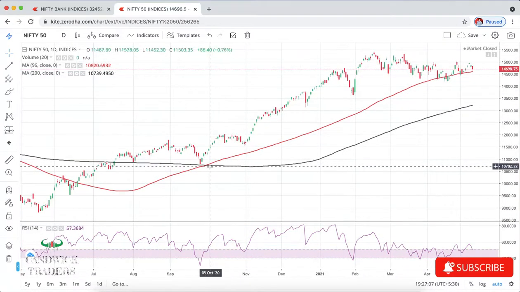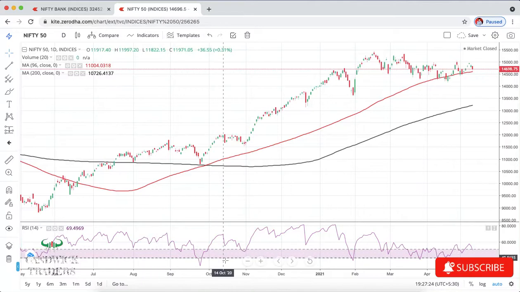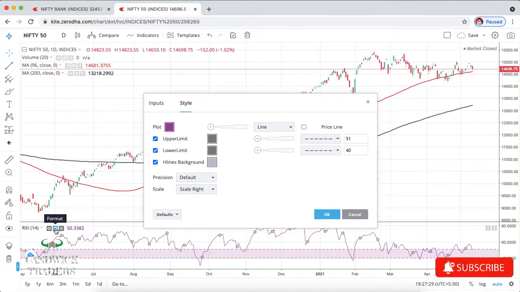So where is my entry? Obviously it's not a crossover. Once the price is above the 200 moving average, then we can take entry. What are the other conditions? RSI should be above 50. I made this band, and I'll show you the setting also. Just click on the setting symbol, and the upper limit is 51 and the lower limit would be 40. Make it like this only for this template or strategy.